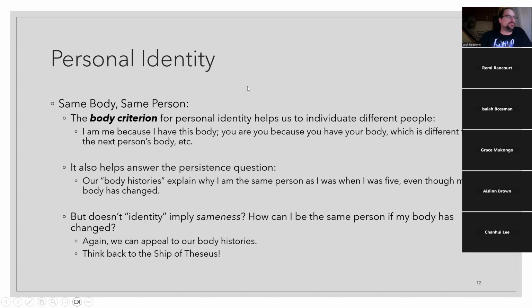And this is really helpful for individuating different people. I'm me because this is the body that I have, and you're you because you have the body that you have. And again, it helps us answer the persistence question. So I am the same person that I am now as I was in the past because this body persists and it has a history.